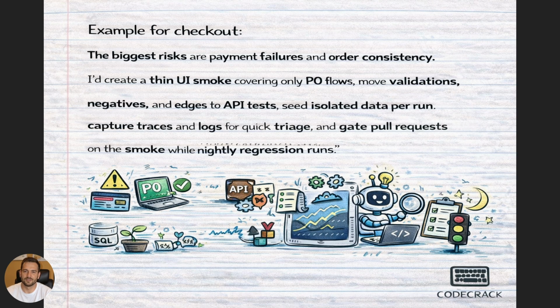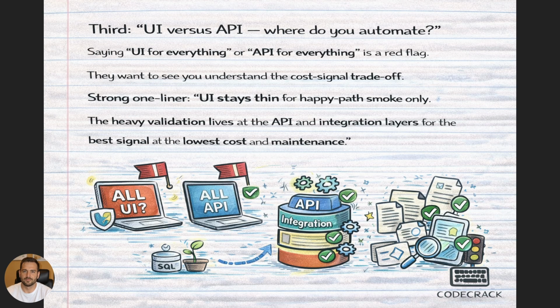Example for checkout. The biggest risks are payment failures and order consistency. I'd create a thin UI smoke covering only P0 flows, move validations, negatives, and edges to API tests, seed isolated data per run, capture traces and logs for quick triage, and gate pull requests on the smoke while nightly regression runs.